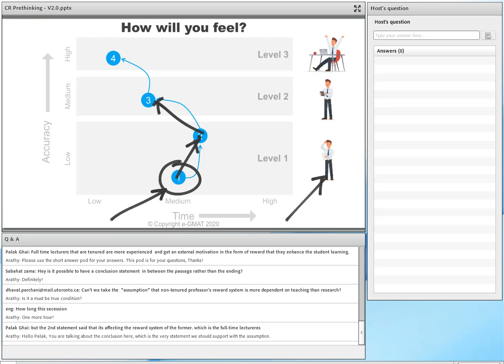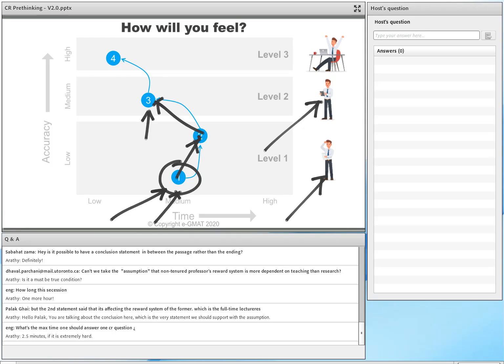And you can really see this point number 3 is towards the left-hand side of point number 1, which is where you started, which means you'd be faster and way more accurate over there. And then you would say, okay, now I understand why pre-thinking works. This is level 2. And then as you continue doing that, you will continue to improve.